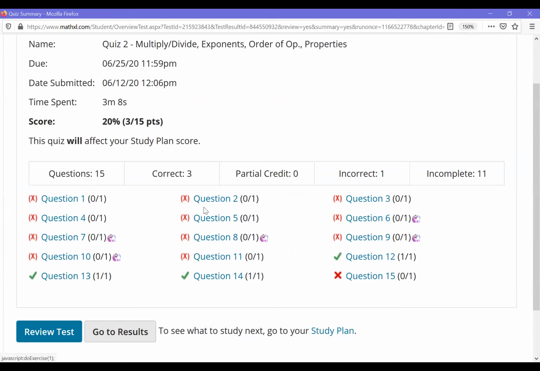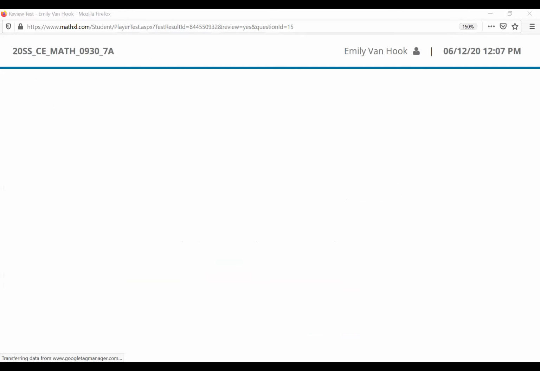All these little X's in parentheses are questions I did not answer. The green check marks are the ones I got right. Here's number 15 with the big red X. I got that one wrong. So let's click on that. It's going to hopefully let me review this. Maybe it's already open. There it is.